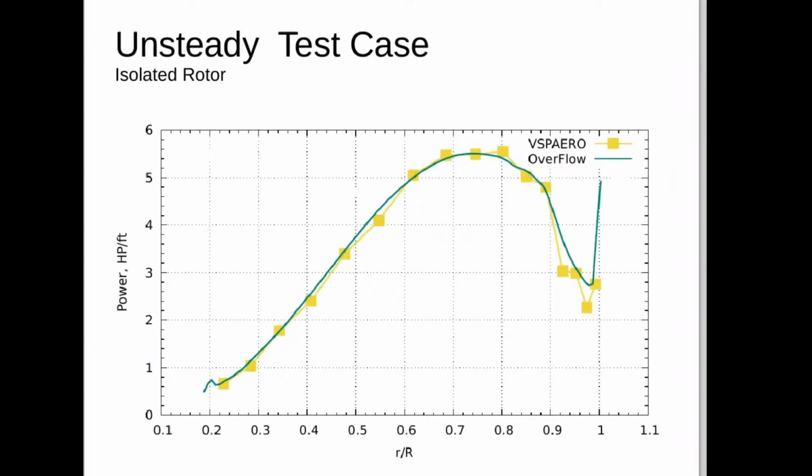And then in terms of power, so this is basically horsepower per foot along the blade from root to tip. And again, we're seeing some very reasonable comparisons between Overflow and VSPAERO.